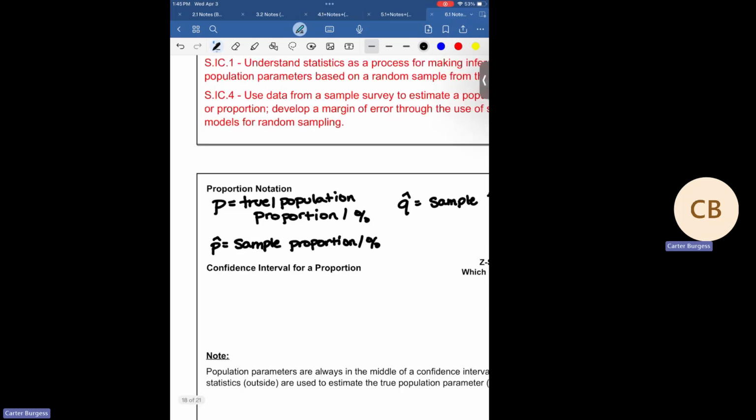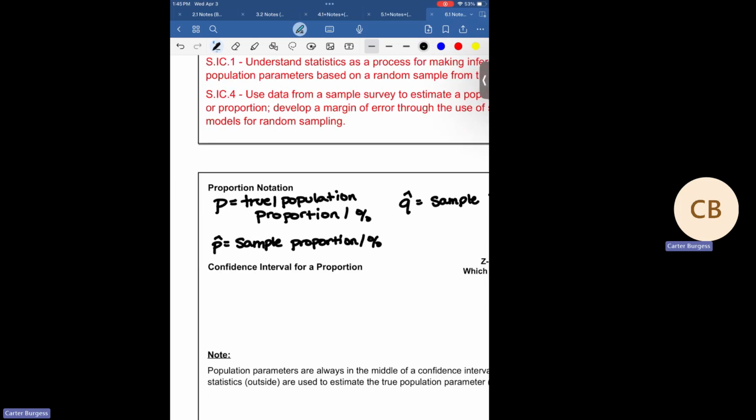So our confidence interval, exactly the same thing. It is still X bar minus the error, X bar plus the error. That has not changed. That will literally never change. That is always our confidence interval. The error has also not changed.